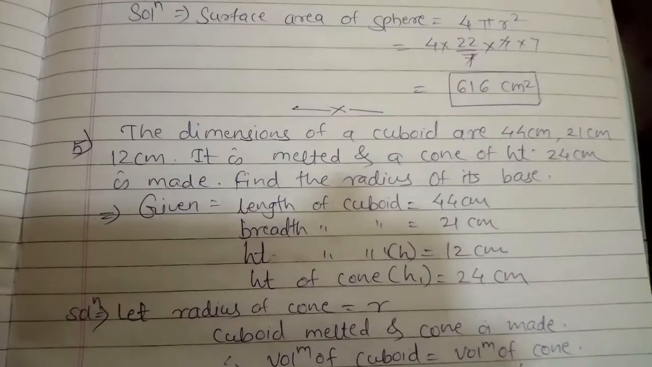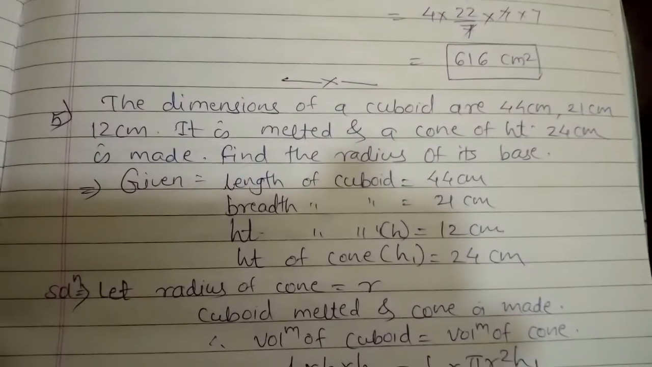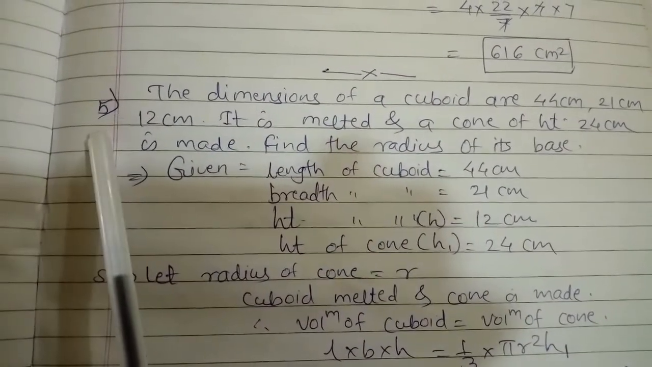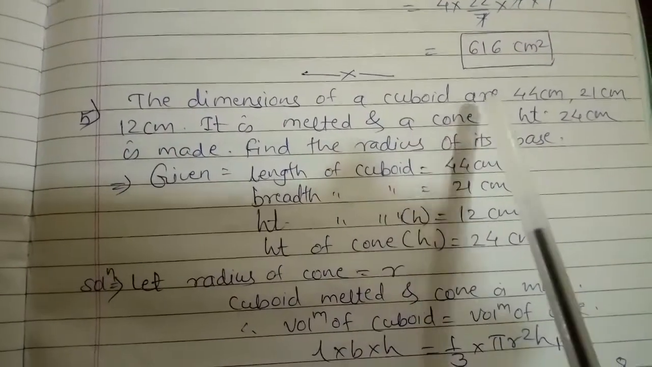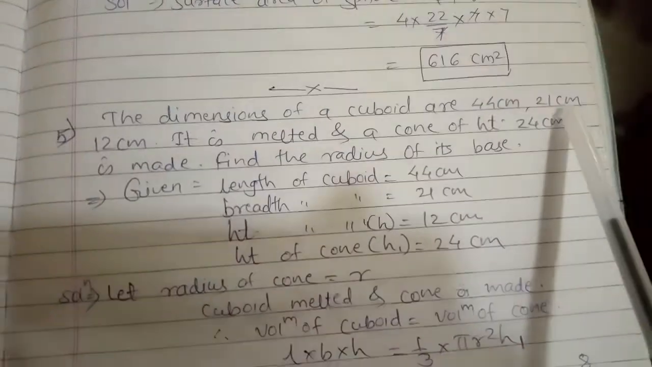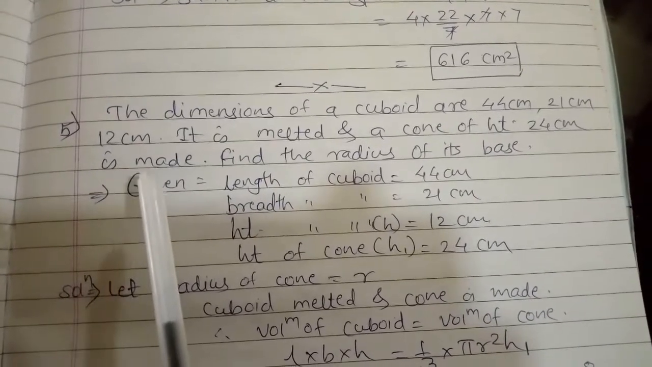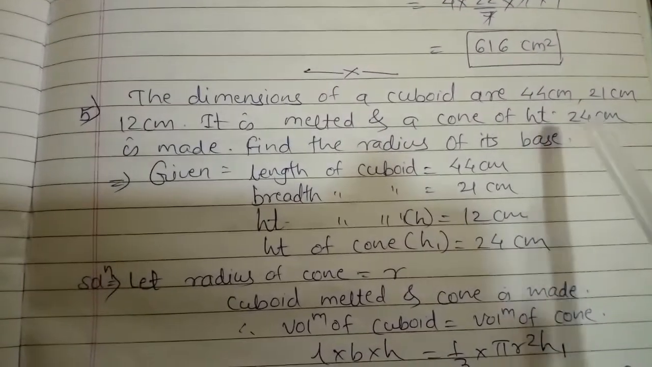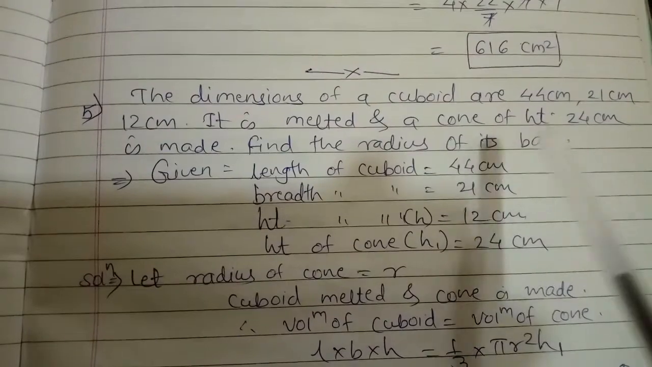Hello students. Today I am going to continue with the chapter Mensuration of the 10th standard, and we start from example 5 of exercise 7.1. The example: the dimensions of a cuboid are 44 centimeter, 21 centimeter and 12 centimeter. You are given the length, breadth and height, and it is melted and a cone of height 24 centimeter is made. Find the radius of its base.